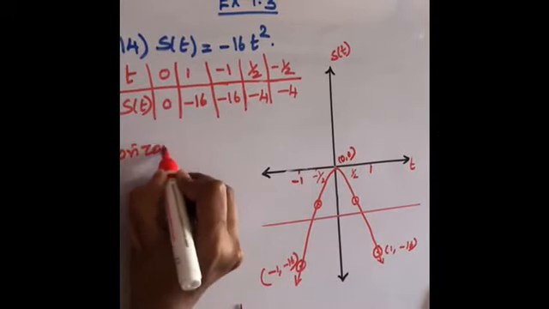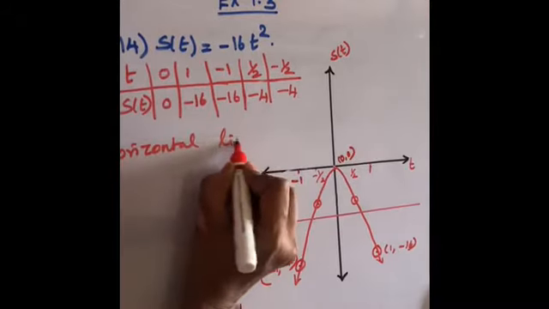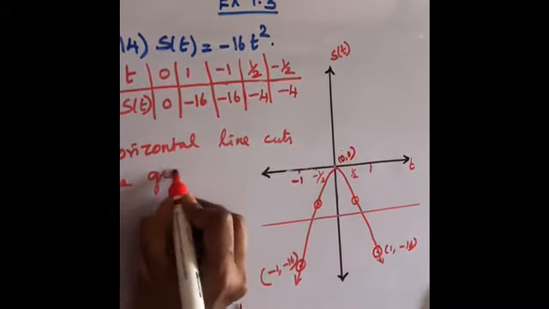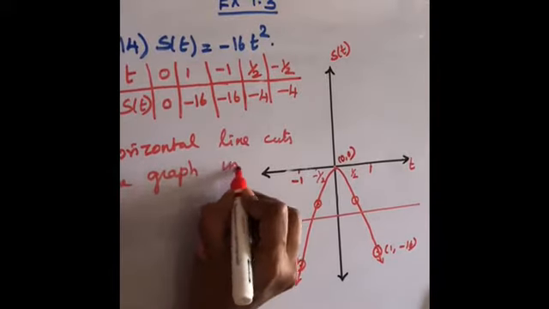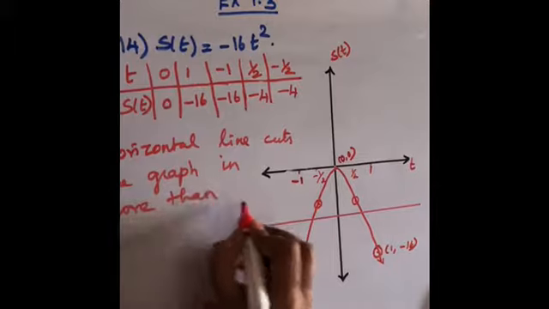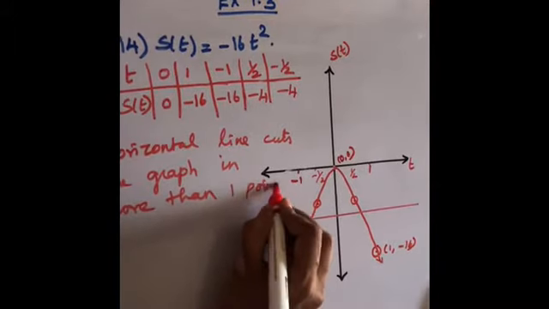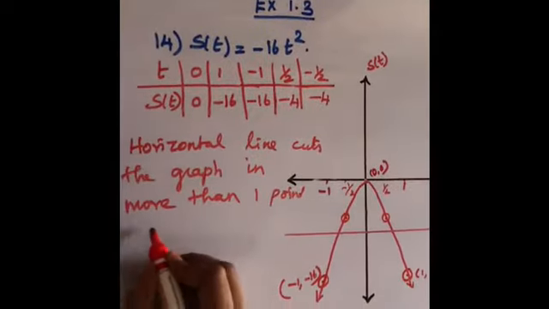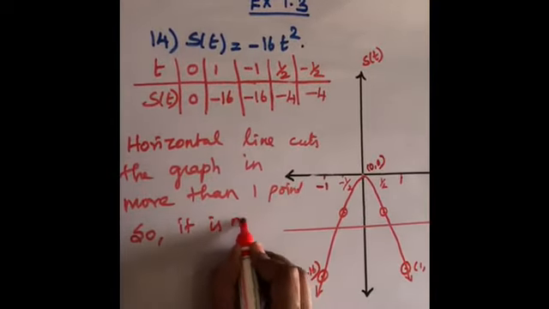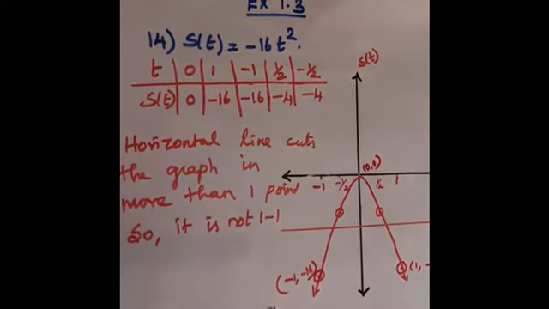So the horizontal line cuts the graph in how many points? More than 1 point. So the function is not 1 to 1, it is not a 1 to 1 function.